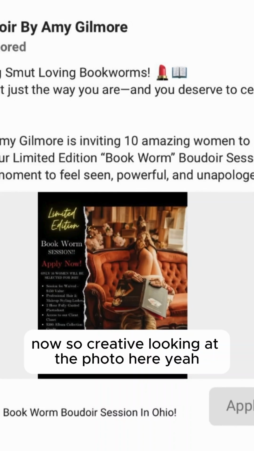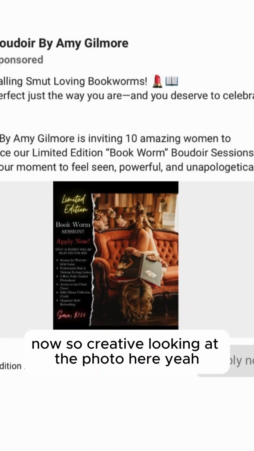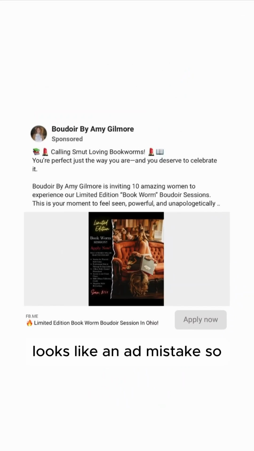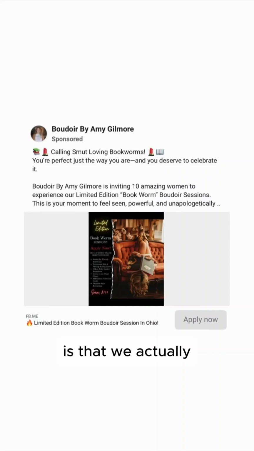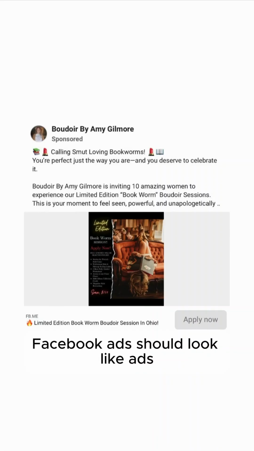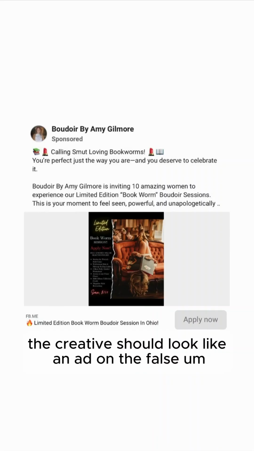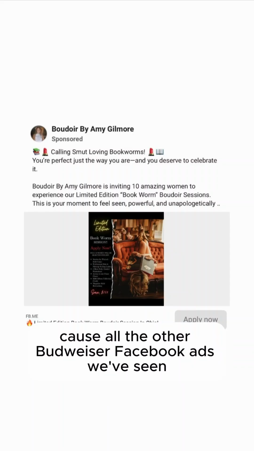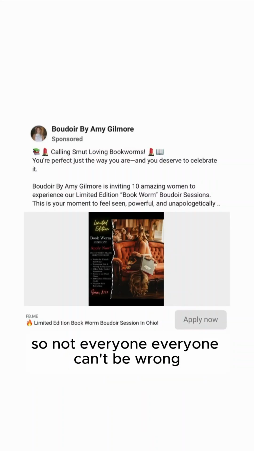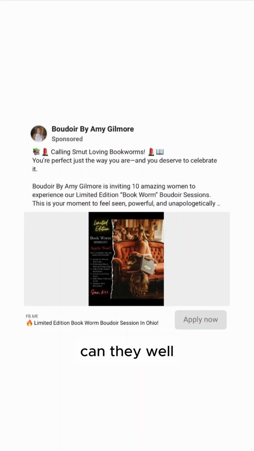Now, for the creative, looking at the photo here, yeah, we got the looks-like-an-ad mistake. The false belief that caused us to make this mistake is that we believe Boudoir Facebook ads should look like ads. The creative should look like an ad. And that's because all the other Boudoir Facebook ads we've seen all look like ads. So everyone can't be wrong, can they?